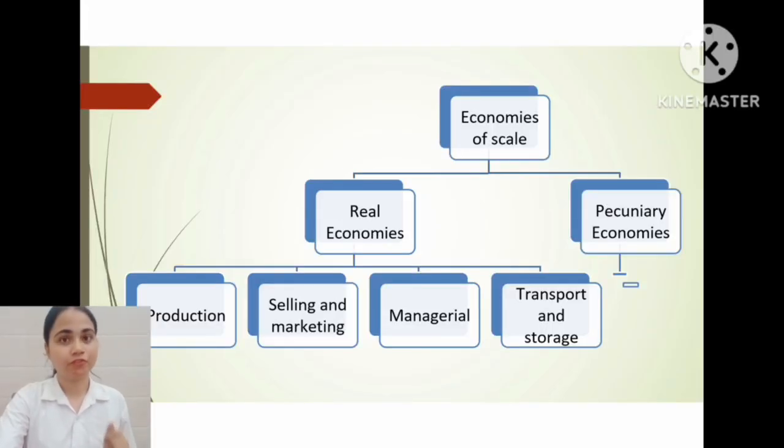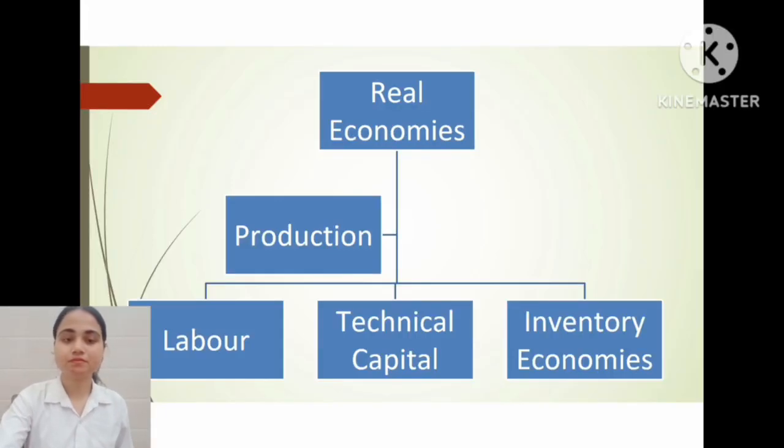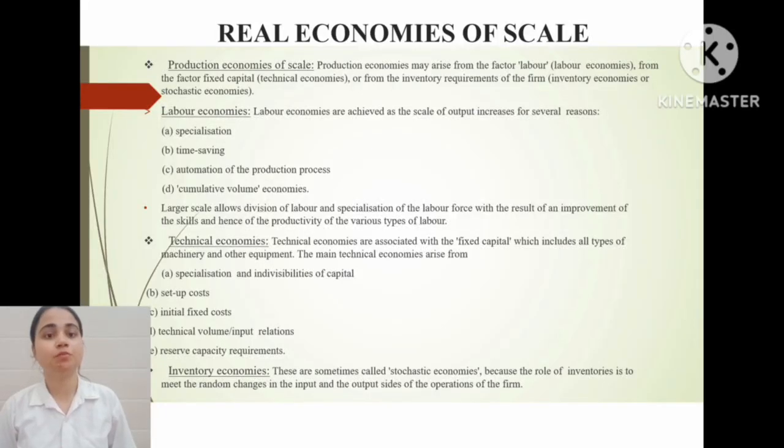We will start from the first one, that is production. Production has three topics, which are labor, technical, and inventory economies. We can say production economies may arise from the factor labor, fixed capital, which is included in technical economies, and from the inventory sections. Labor economies are achieved as the scale of output increases for several reasons like specialization, time saving, automation of the production process, and cumulative volume economies.